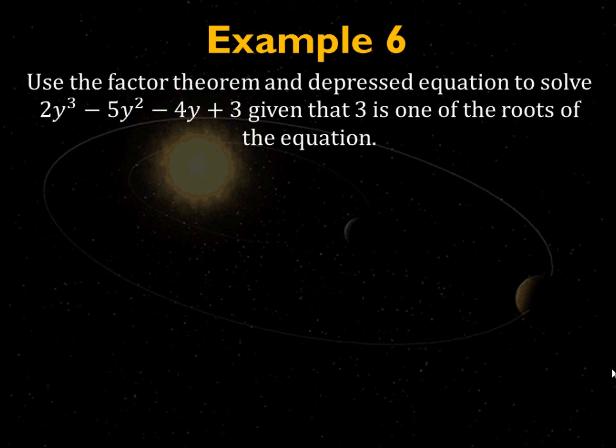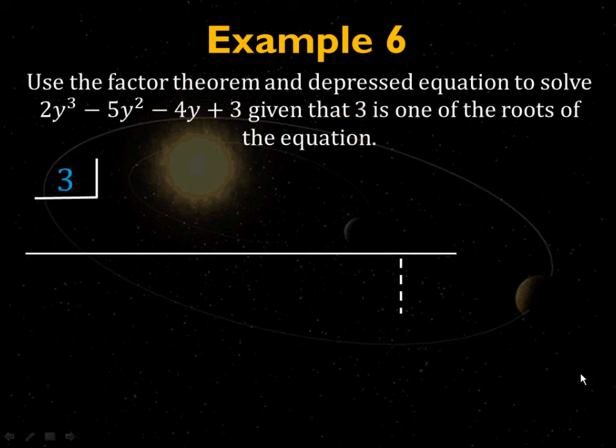So it's a multifaceted equation. Finally, number 6, use the factor theorem and depressed equation to solve 2y cubed minus 5y squared minus 4y plus 3, given that 3 is one of the roots of the equation. So, again, you're going to use synthetic substitution. You are going to use 3 as the value for c and divide. Whatever you get here will be the depressed equation. You will have to solve that equation for y and get the remaining two roots. So bring down the coefficients for the original polynomial and go ahead and do this synthetic division. And I will do them quickly here.